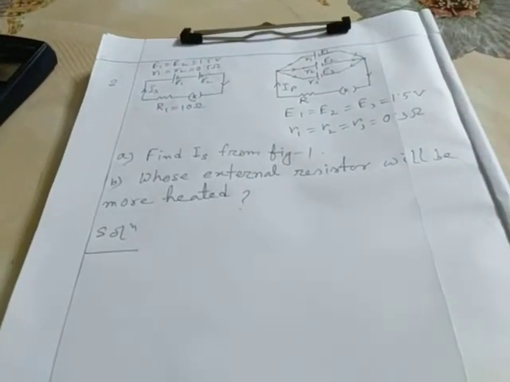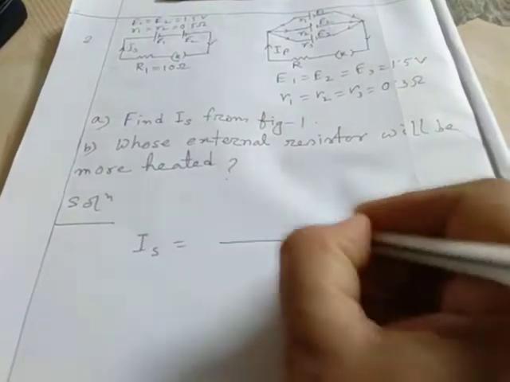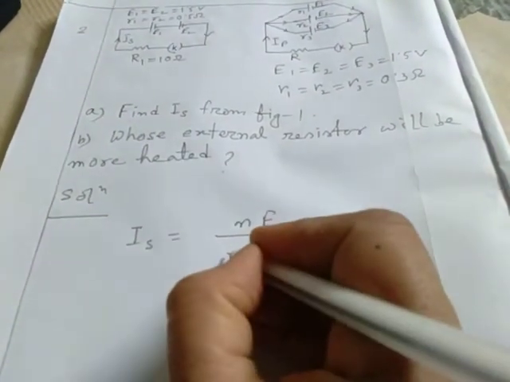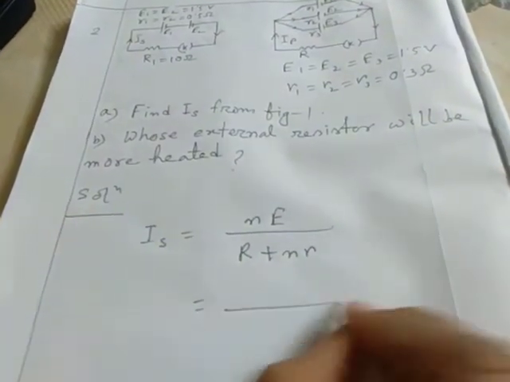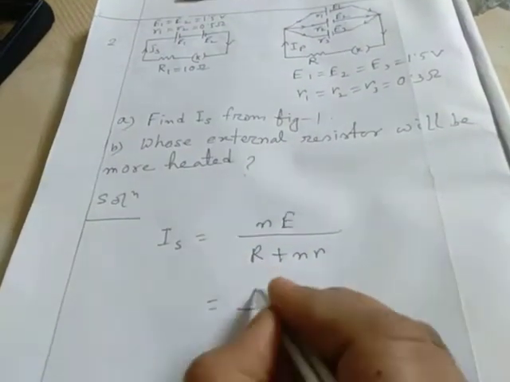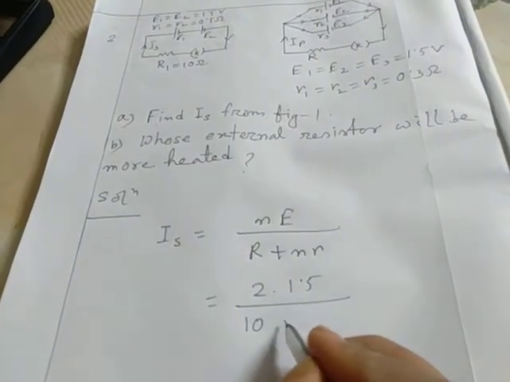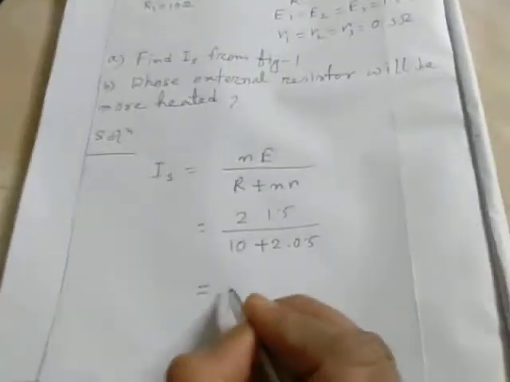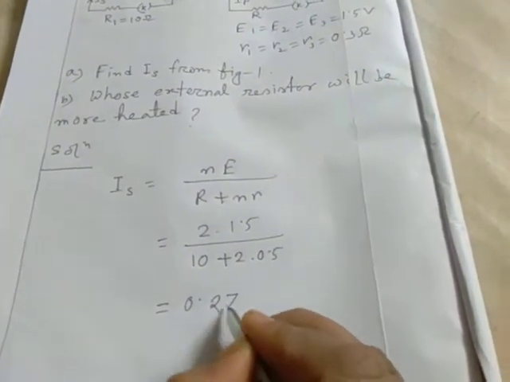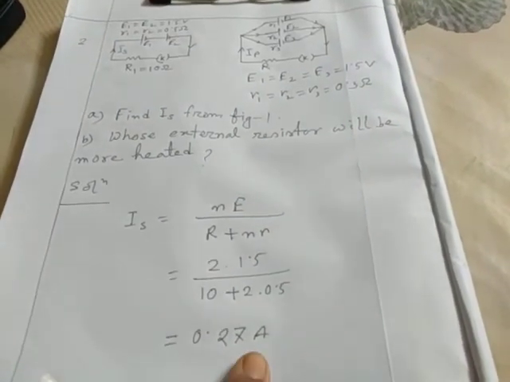IS. Here all the cells are in series combination. So when all the cells are in series combination, the formula is IS equal to NE divided by R plus NR. Here N is the number of cells. So how many cells are there? 2. 2 into 1.5, divided by 10 plus 2 into 0.5, and the result comes 0.27 ampere. So the answer of A number is 0.27 ampere.